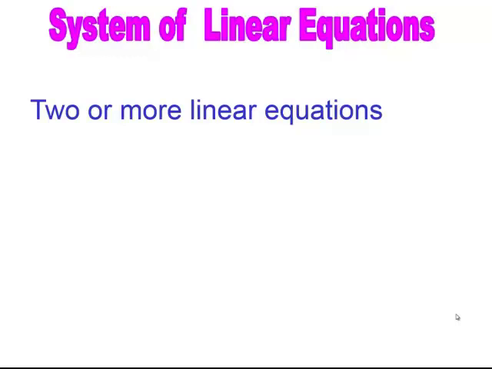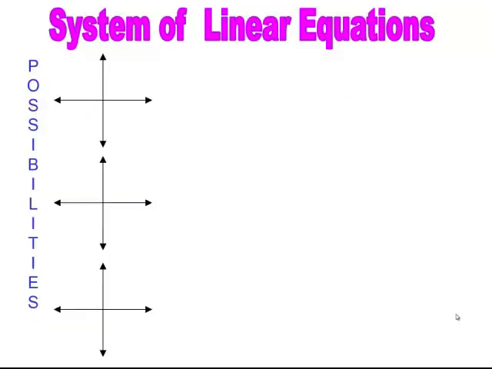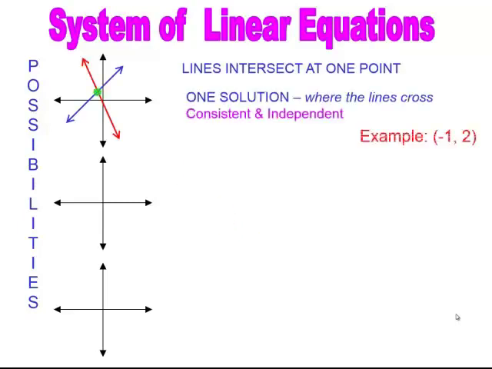Systems of linear equations. It's two or more linear equations. A solution is an ordered pair, an x value and a y value, that satisfies all the equations. Possibilities: lines that intersect at one point have one solution.